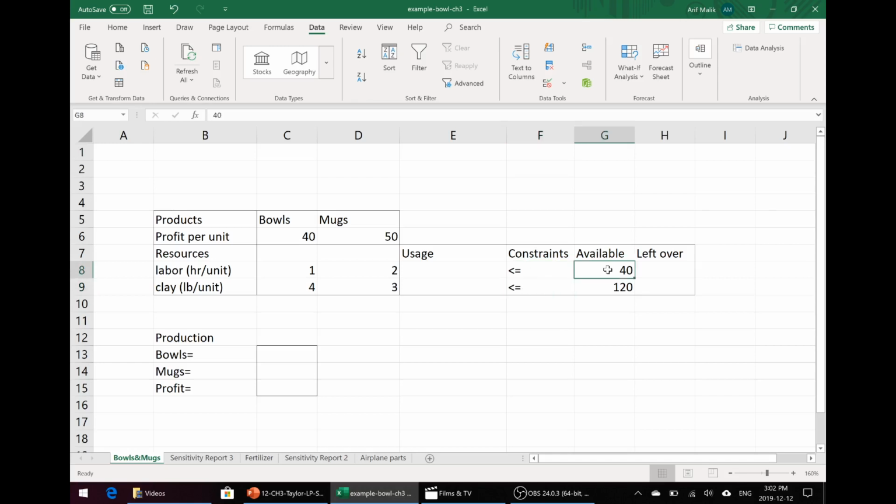This is telling us what resources are available to us: 40 on the right hand side and 120. Left over is the slack, which is the unused resource. So we will give the formula here. Now bowls and mugs, we want the answers over here: the number of bowls and the number of mugs. So these are our decision variables, like x1 and x2, and this is our profit.